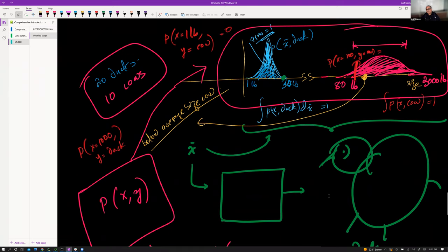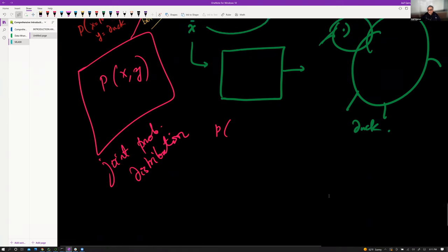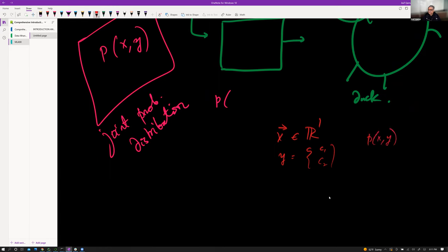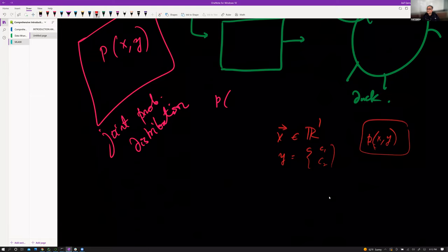Anywhere, any arbitrary value of X and Y. So in other words, it looks at the joint space of the X vector. Suppose X was, in this case, R1. And Y, in this case, of course, is not a real number, but it is some category, C1, C2. What you can do is, for any combination, you have an answer, isn't it? When you have an answer for any arbitrary combination of X and Y, you say that you have a joint distribution.